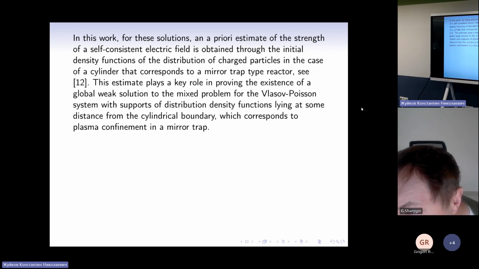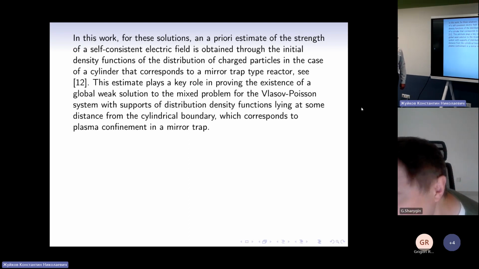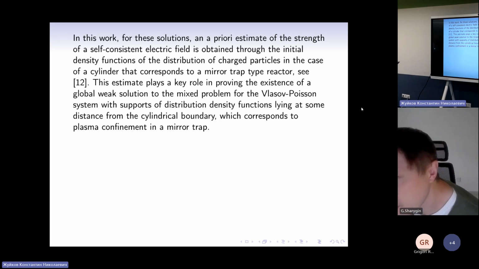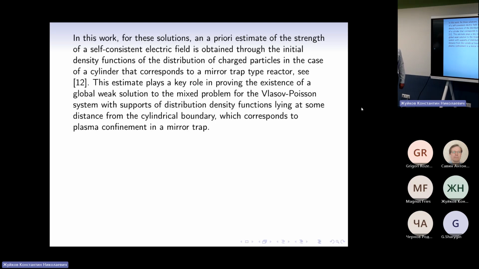In this lecture, I'll consider one of the main models of fusion reactors, the so-called mirror trap. I'll also show a picture of another model, the Tokamak. The main role in the equations is played by a priori estimates of the strength of the self-consistent electric field with the help of the initial density distribution function.